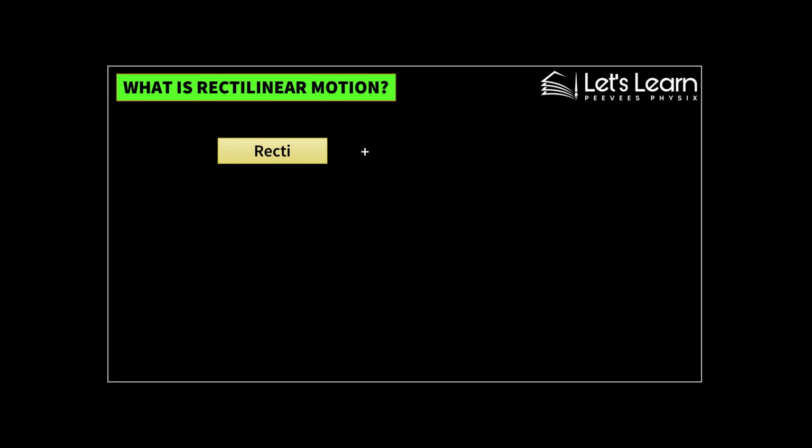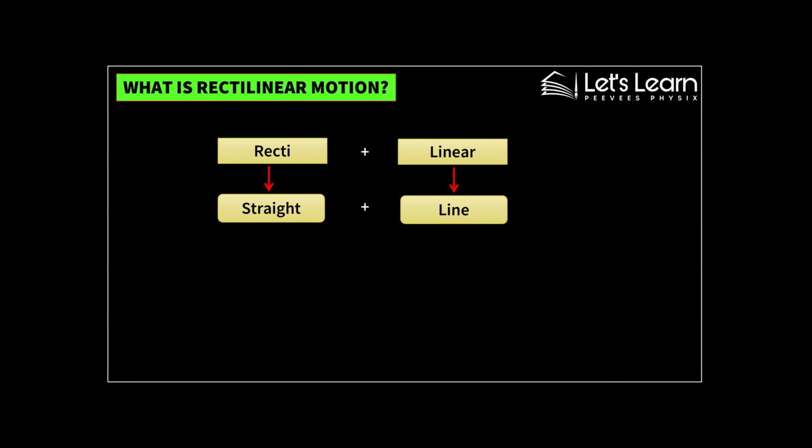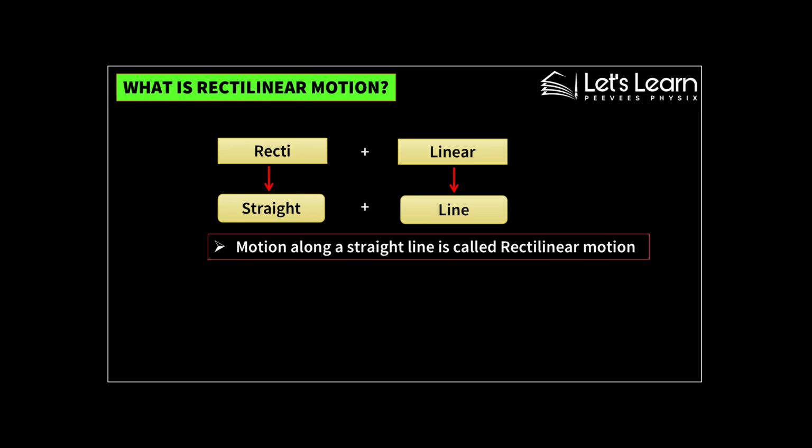Rectilinear is a combination of two terms, recti and linear. Recti means straight, and linear means in a straight line. So rectilinear means straight line motion or one-dimensional motion. And the whole unit we are dealing with now is only about rectilinear motion, which is motion in a straight line. For example, the motion of a car on a straight road, or the motion of an aeroplane while it is moving through a runway before takeoff.